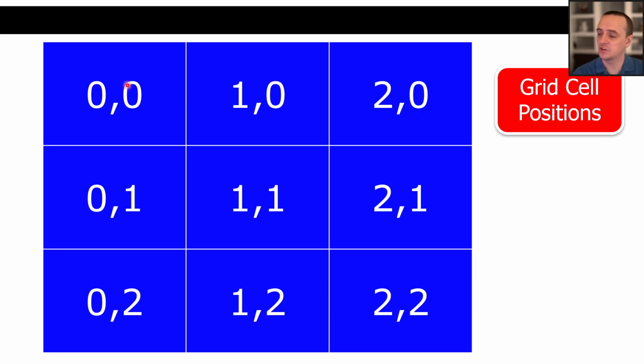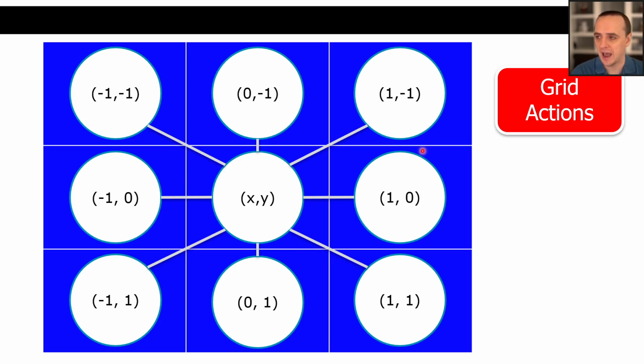And Y is going to start, so 0, 0 starts in the top left, X goes to the right, Y goes down. So here, this would be 0 in the X and 2 in the Y. This would be 2 in the X and 1 in the Y, for example. So actions in our grid are represented by the change in the X and Y coordinate of the cell that we're using in the grid, right?